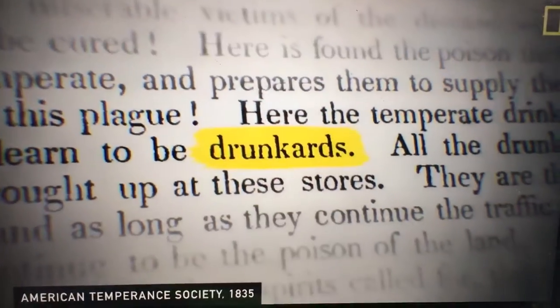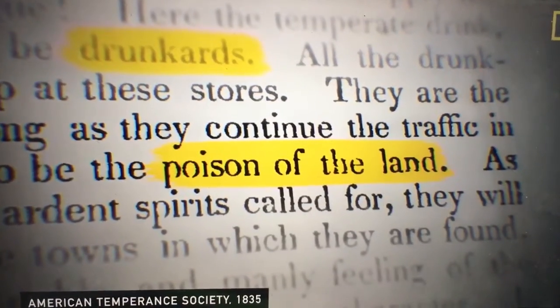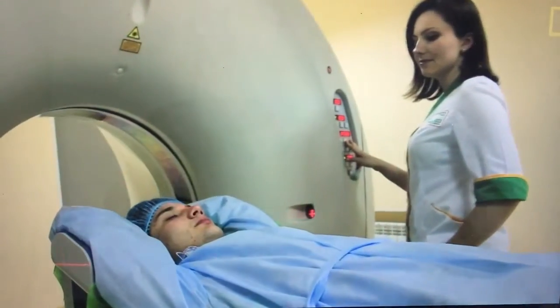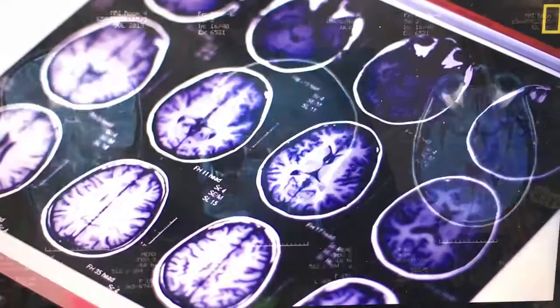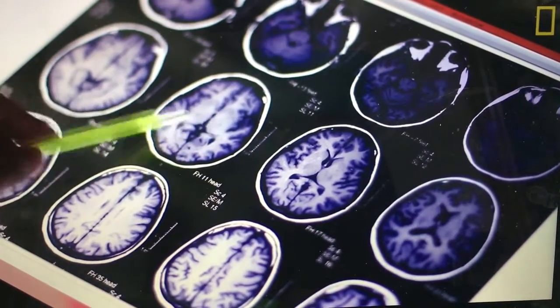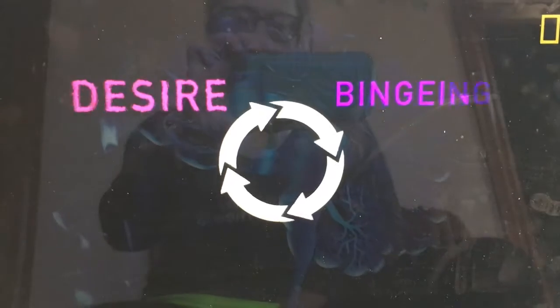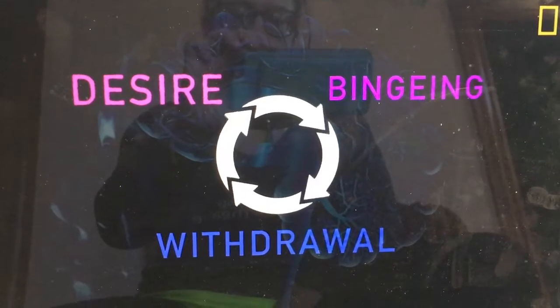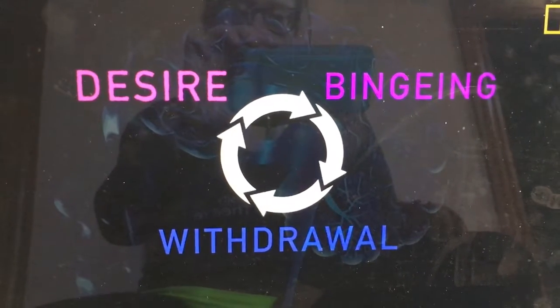Used to be that addiction was considered a sort of moral failing. But now, with a much better understanding of how the human brain works, scientists are learning new clues about the vicious cycle of desire, binging, and withdrawal that traps tens of millions of people.